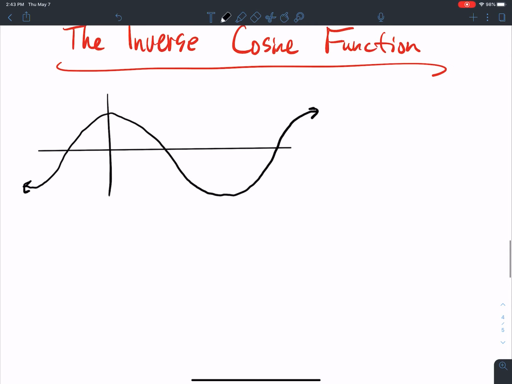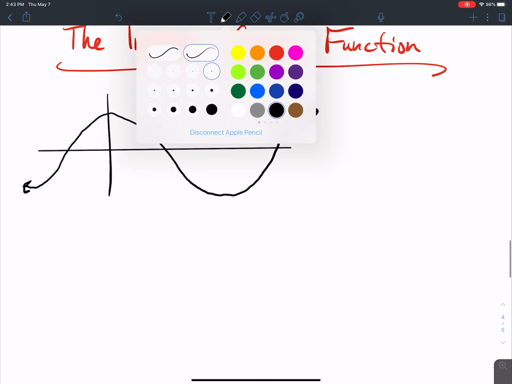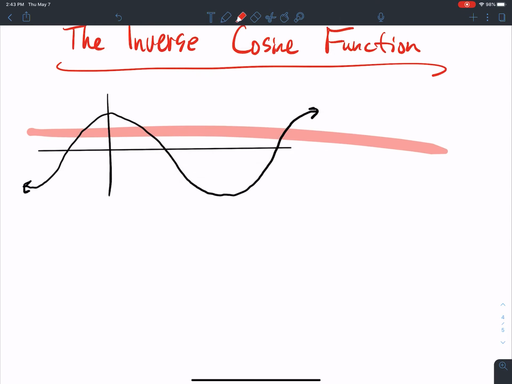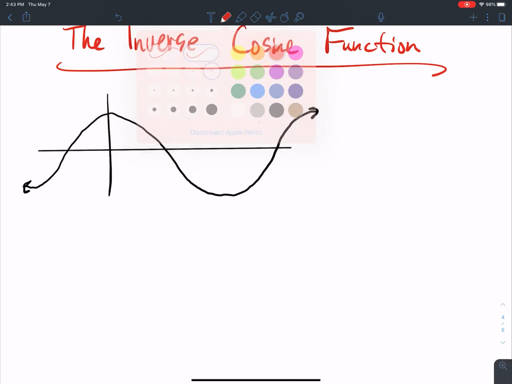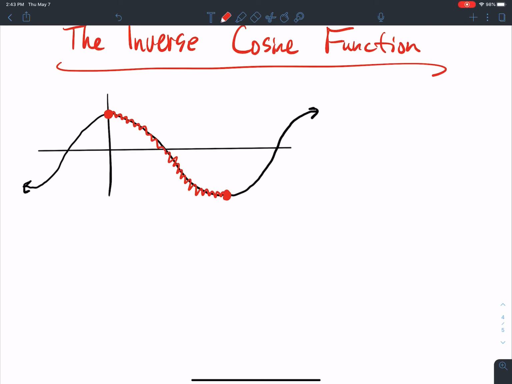So when you look at this, any horizontal lines that you draw are going to cross the graph in infinitely many spots. So we have to pass the horizontal line test and the vertical line test, no problem with the vertical line test, for this to have an inverse. So what do we do? We restrict the cosine from the top all the way down to the bottom, from the maximum to the minimum. So I'm going to restrict it.